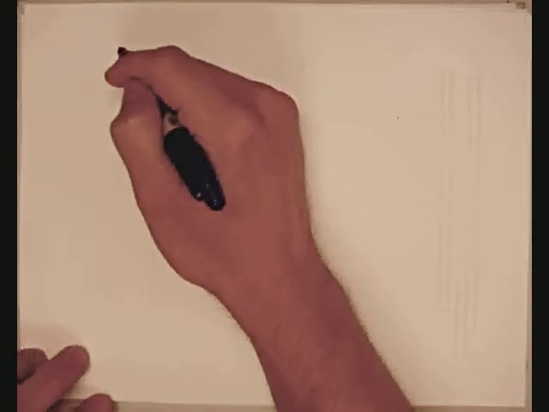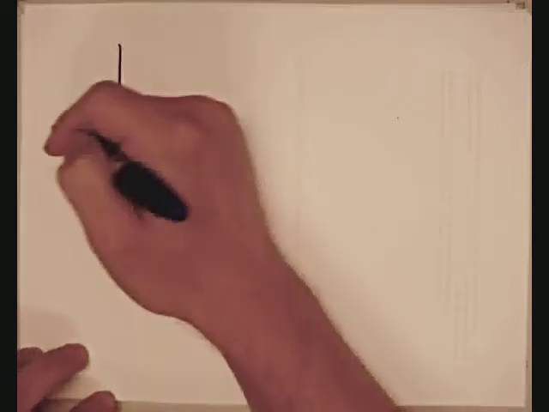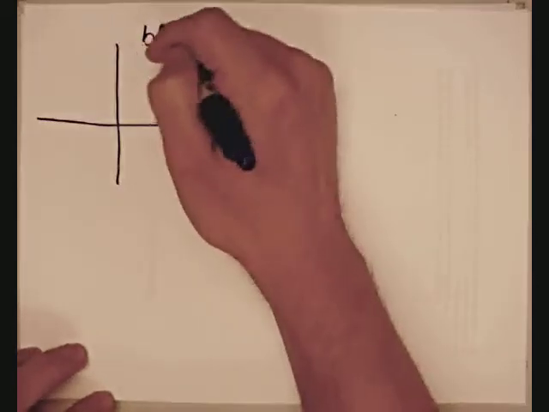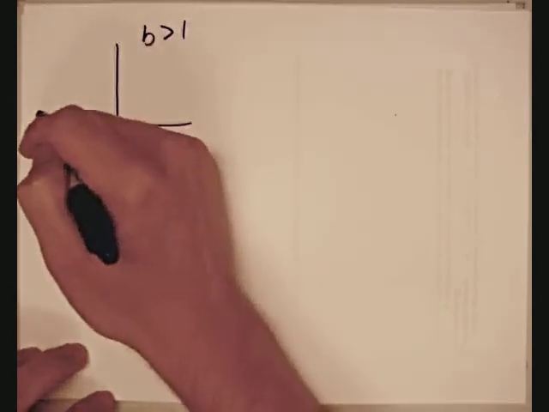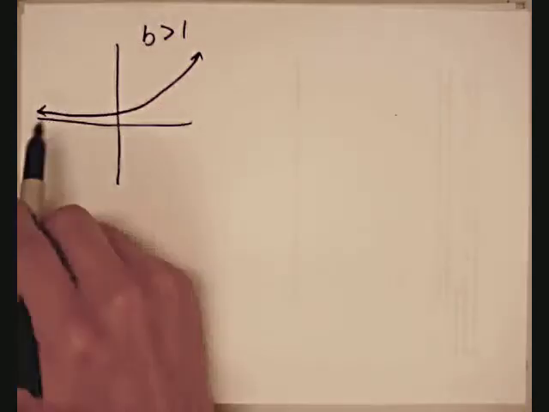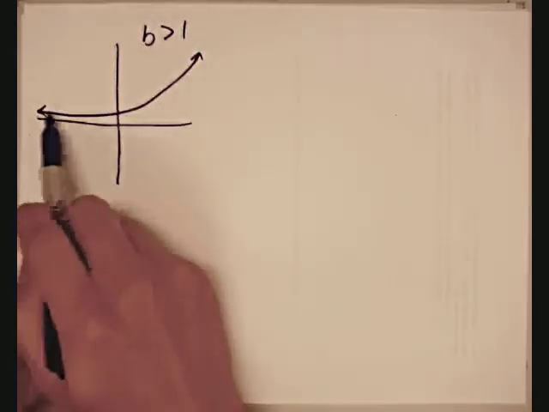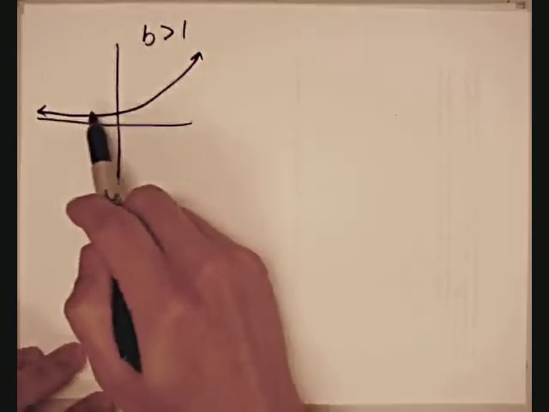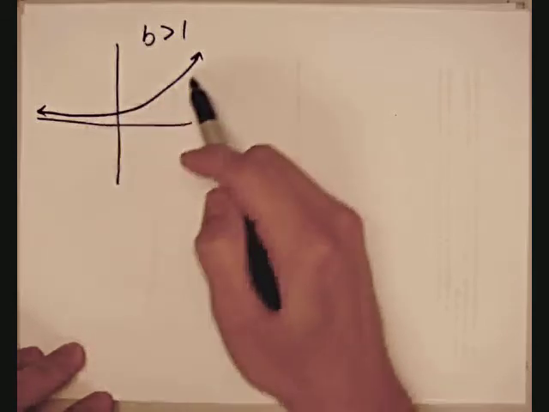Depending on your value for your base, if your base is greater than 1, then your exponential function will look something like this. Notice on the left it's relatively flat, and then as we move to the right, we get a gradually more steep graph.